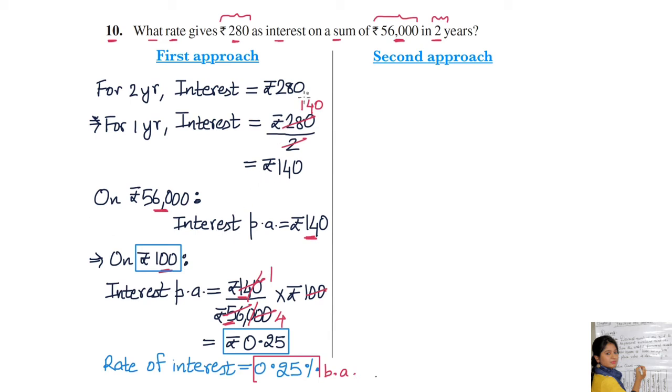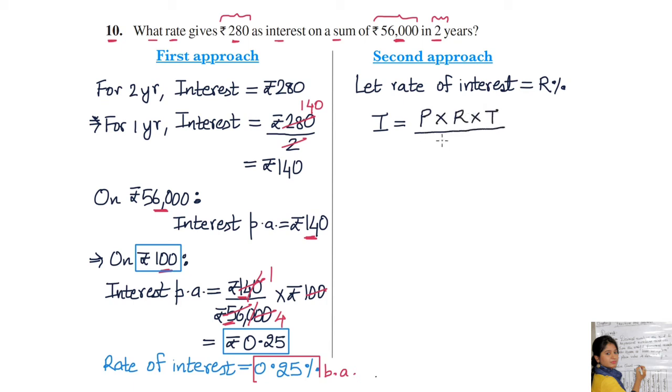In the second approach, we will set up an equation and try to solve. So let's start using the second approach. First of all, let us assume the rate as a variable. So let the rate of interest be R%. You can take any other variable also. As we know, interest is equal to P into R into T upon 100. So basically we will put in all the values and try to find the value of R.